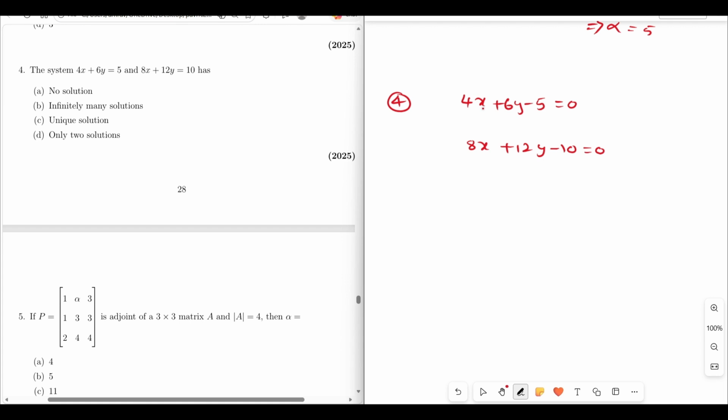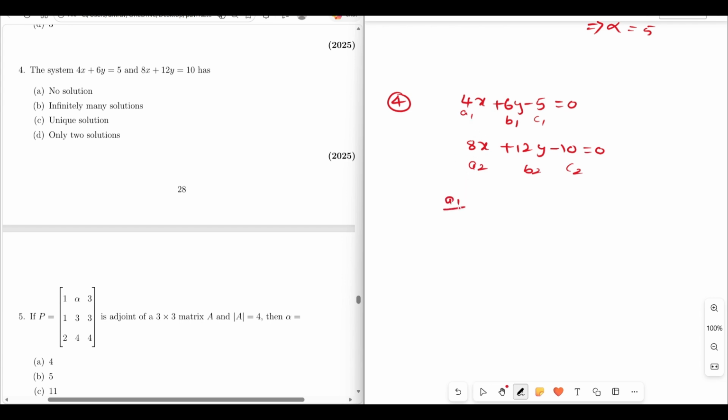I'll consider the coefficient of x as a1, coefficient of y as b1, and the constant as c1. And here a2, b2 and c2. So that means a2 is 8, b2 is 12, c2 is minus 10. Now they are asking you whether this system of equations has a solution. Is it having a unique solution, only two solutions, no solution, or infinitely many solutions? A very simple trick: find out the ratio of these coefficients.